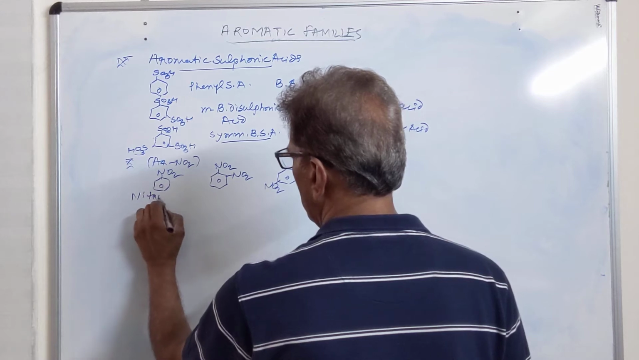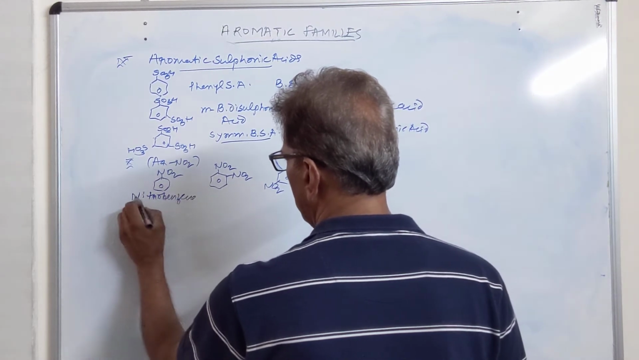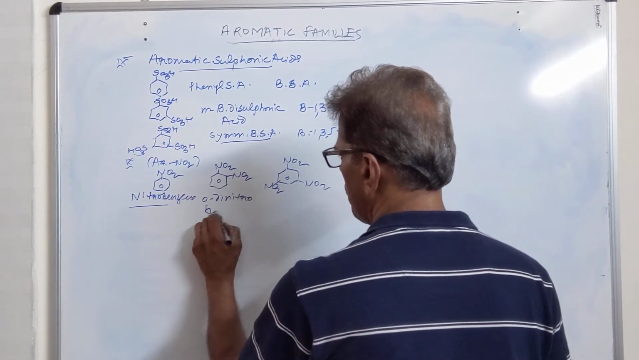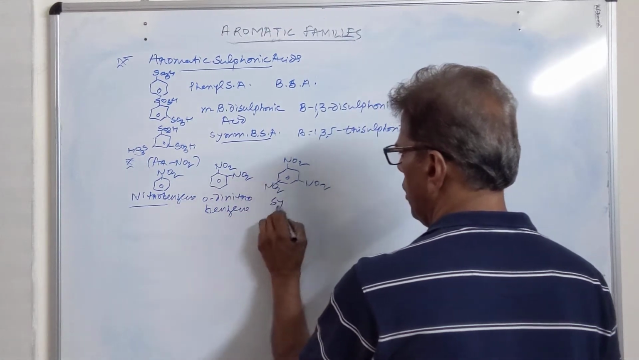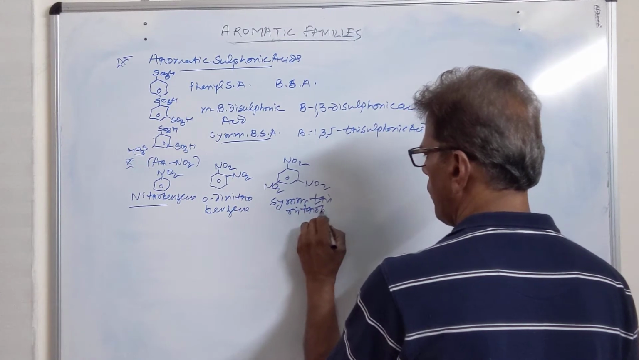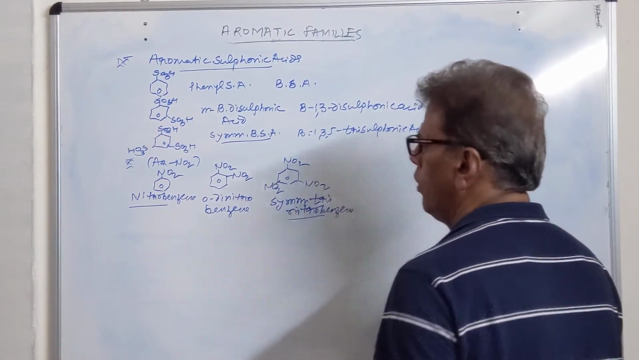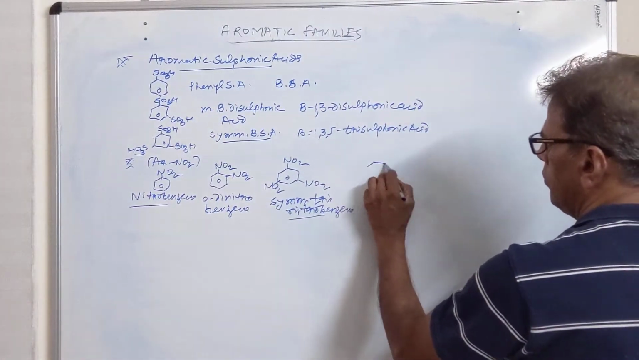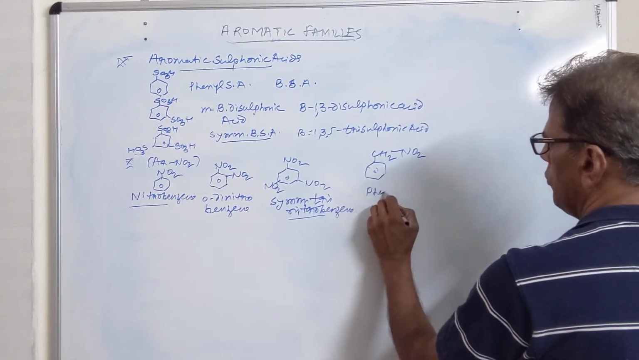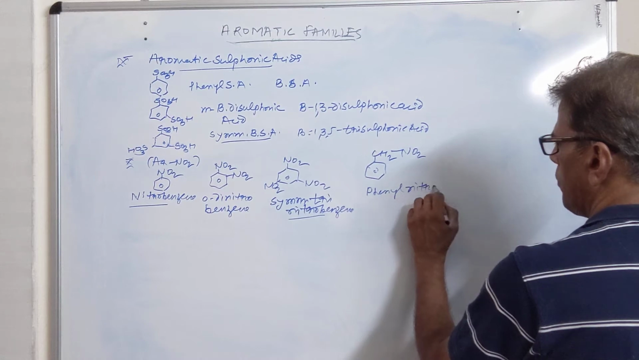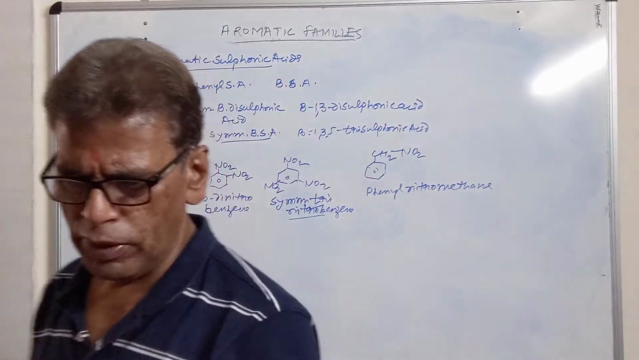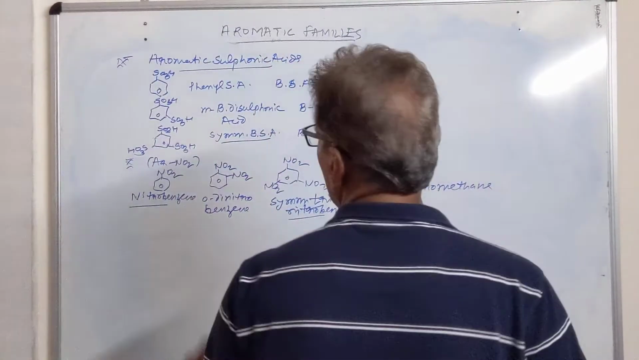This is commonly nitrobenzene or phenyl nitrate. This is ortho dinitrobenzene. It is symmetrical trinitrobenzene. Then we have side chain derivative that is considered as aliphatic system. It is phenyl nitromethane. This is nitro compounds.